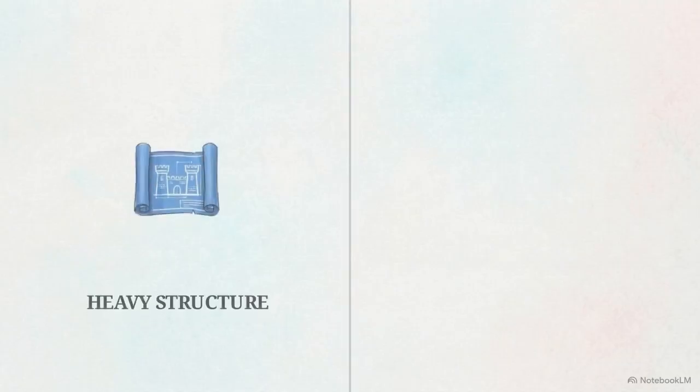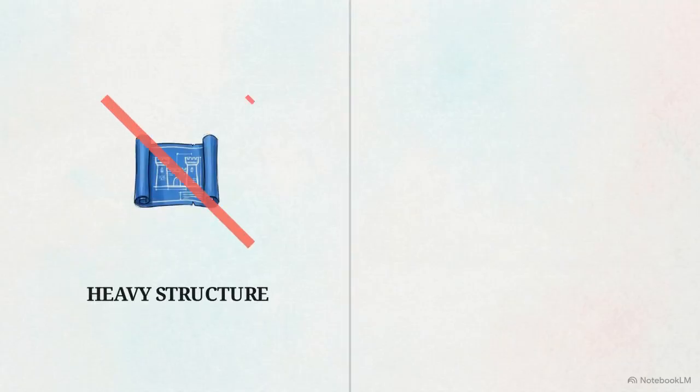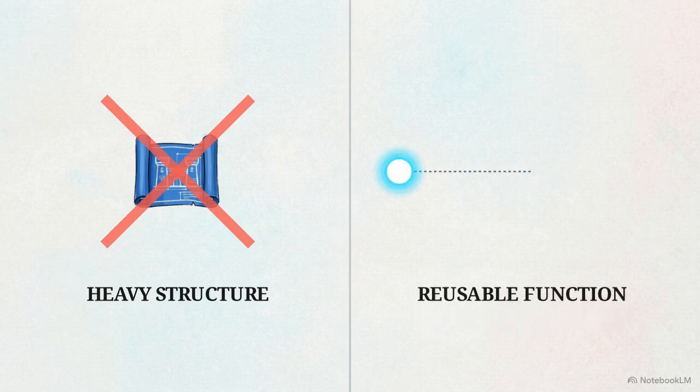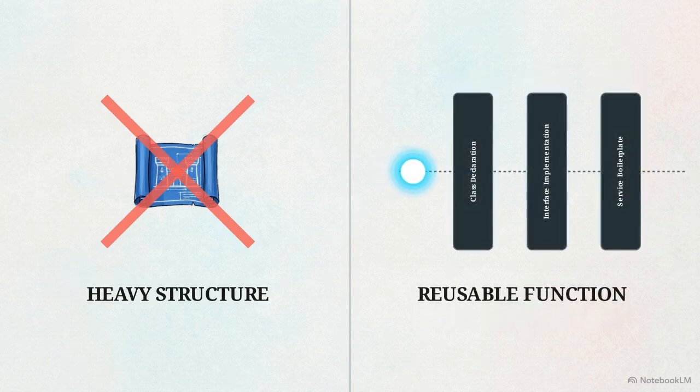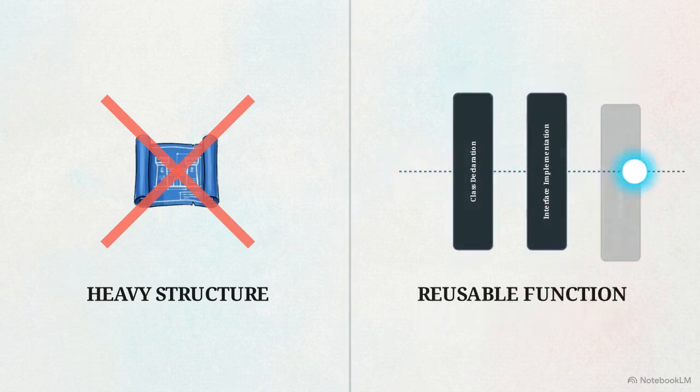Angular route guards have evolved from heavy, verbose structural requirements into sleek, reusable functions. This transition gives developers precise control over navigation with minimal code overhead.